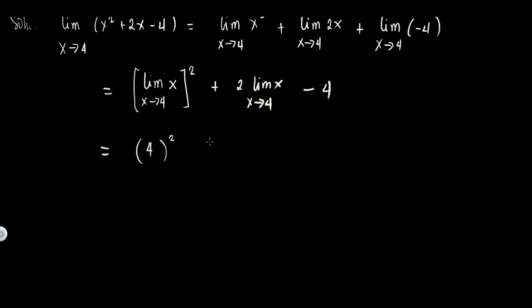Then, we raise this to 2. Plus 2 times the limit of x as x approaches 4, which is 4, minus 4. Okay, 4 squared is 16, plus 2 times 4 is 8, minus 4. So we have here 16 plus 8, 24, minus 4, 20. Okay? 24 minus 4 is 20. So this is your answer. The limit of x squared plus 2x minus 4 as x approaches 4 is 20.